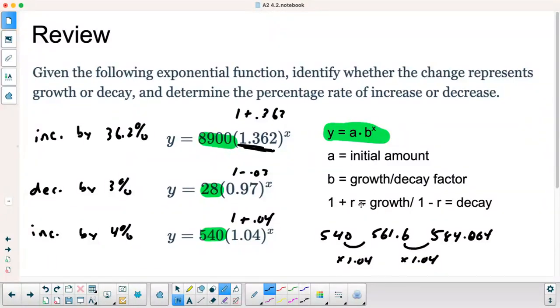So 1 plus r gives us the growth, 1 minus r gives us the decay. That's how I figured out if I'm increasing or decreasing. So increasing is a growth, decreasing is a decay. These functions here will be growing like that, and this one's going to get smaller. It's going to decay.